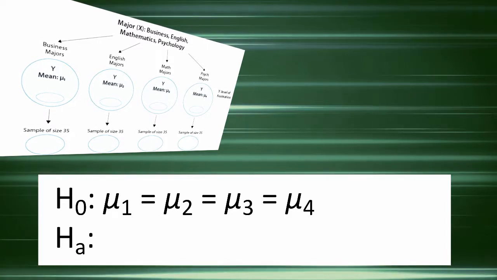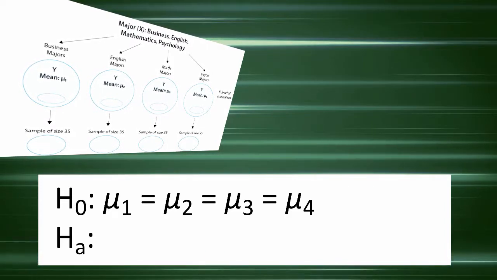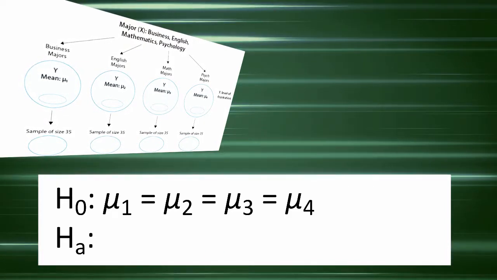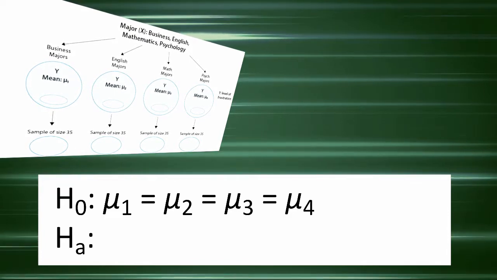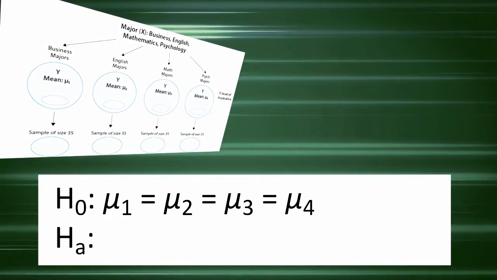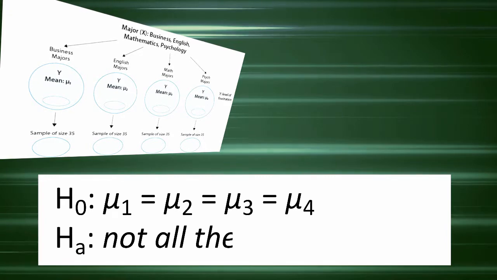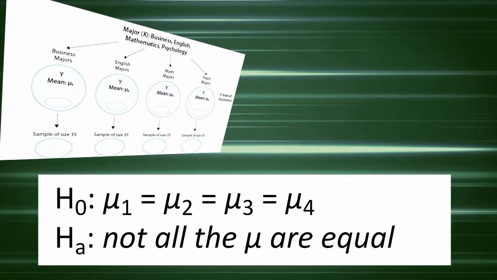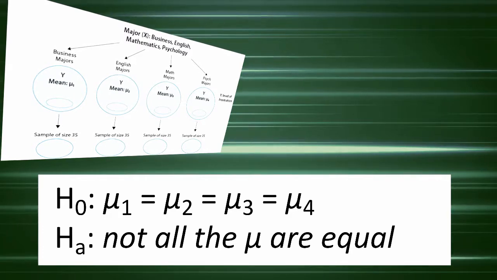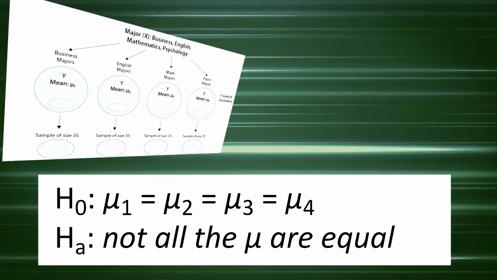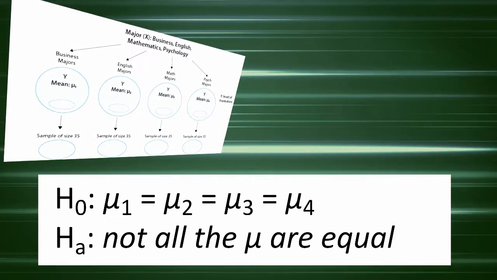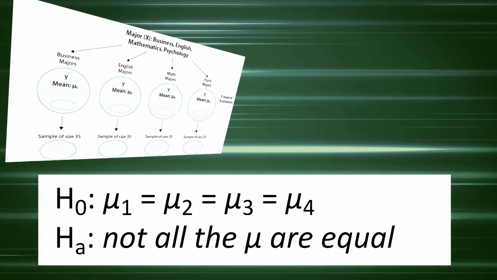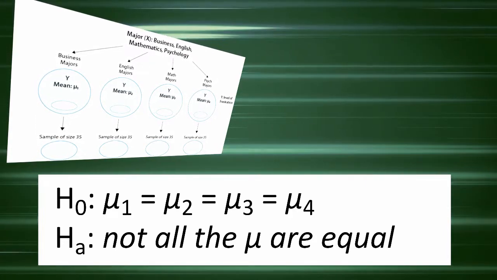In terms of the means, it simply says the opposite, that not all of the means are equal, and we simply write H subscript A: not all the population means are equal. There are many ways for the population means not to be equal. We'll talk about that later. For now, let's think about how we would go about testing whether the population means are equal.